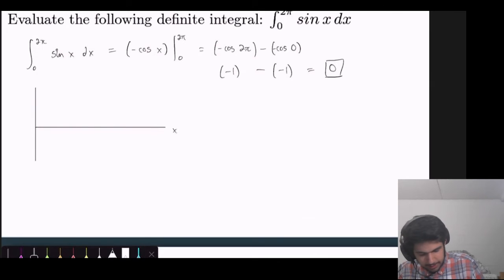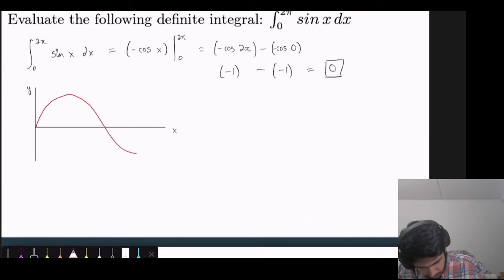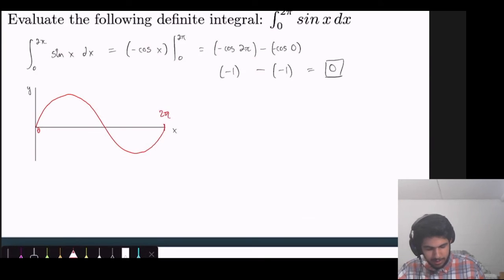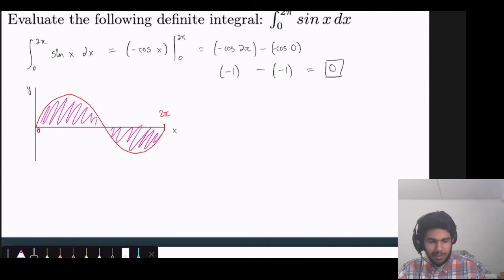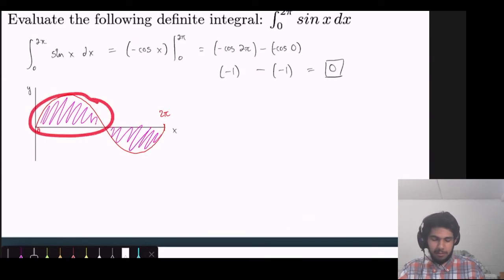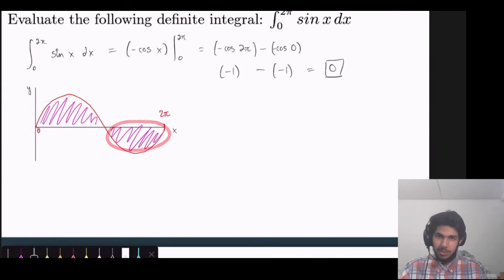So this is my x-axis, this is my y-axis, and this is going to be a very bad drawing, but it looks something like this, where this is at 0, here we're at 2 pi. And we're trying to find the area from 0 to 2 pi, so we're trying to find the total pink area. And sure enough, the area above the curve is equal to the area below the curve. They just have different signs, so they cancel each other out, and we're left with 0.